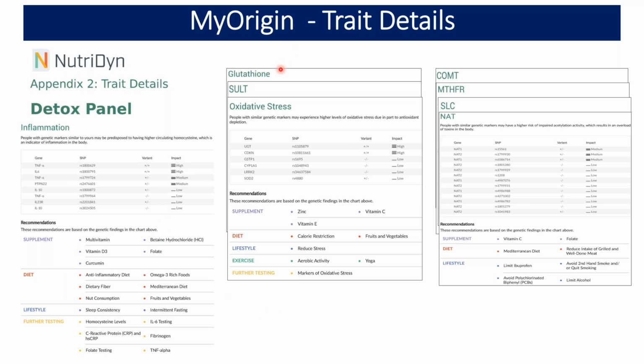So in the detox panel, there's also the glutathione traits, the sulfation traits, the oxidative stress traits, and on and on. So a page on each one of these, if you wanted to look at it that way. And patients tend to like this a little bit better because of the explanations. I don't tend to look at this one too much. It's just too many pages for me to flip through. I'll show you what I look at.